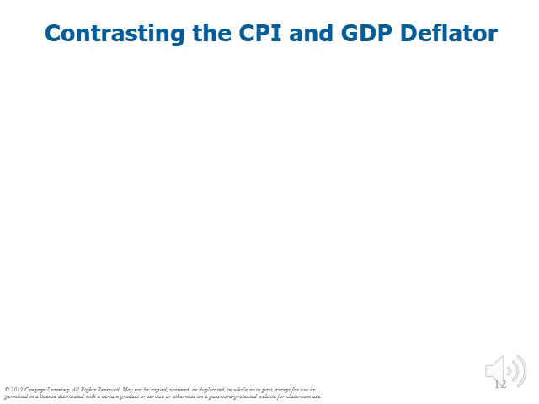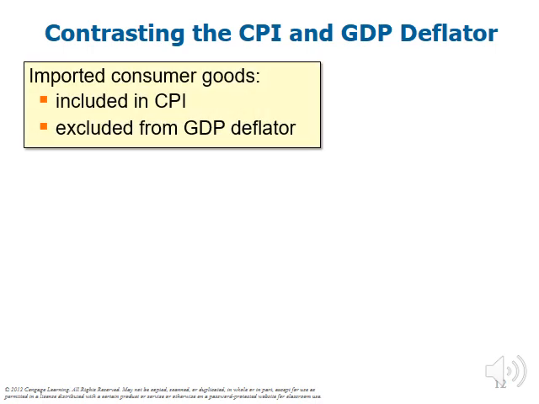Consumers, when they're shopping, oftentimes buy imported goods. These imported goods will be included in the basket of goods used in the CPI, but they are excluded from GDP. Increasing import prices will affect the CPI, but will have no effect on the GDP deflator.